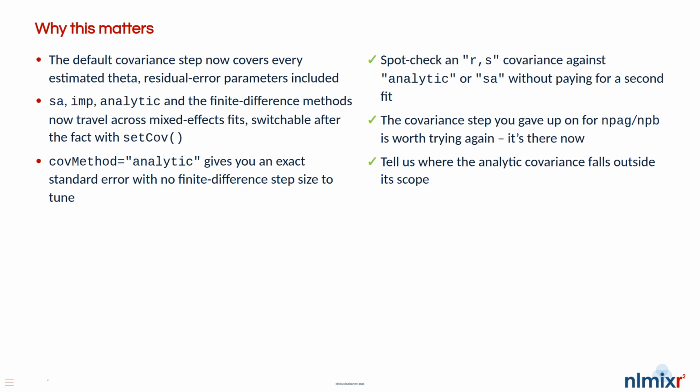To summarize, the default covariance step now covers every estimated parameter, SA, IMP, analytic, and the finite difference methods. You can switch after the fact with setcov. The analytic covariance gives you an exact standard error.